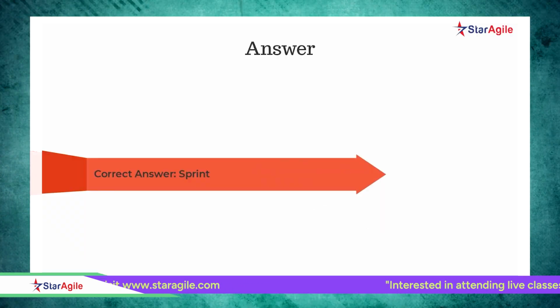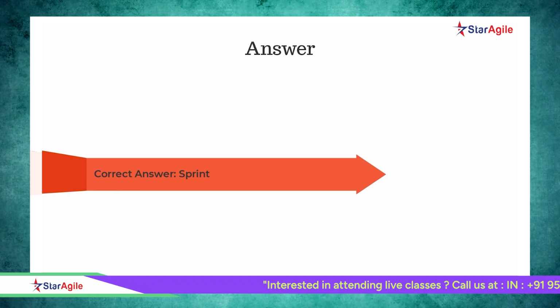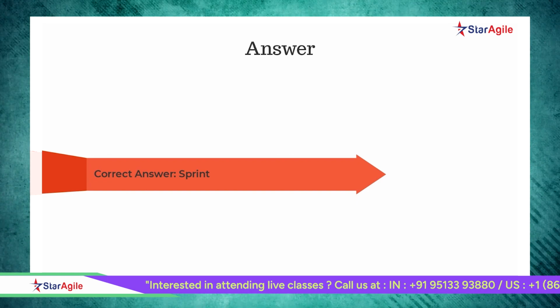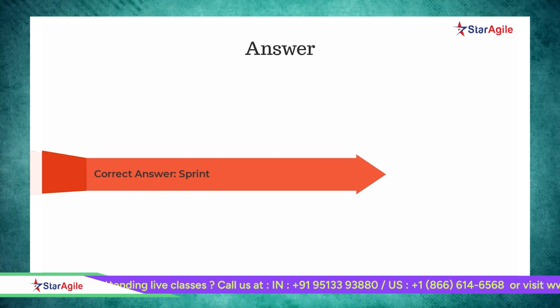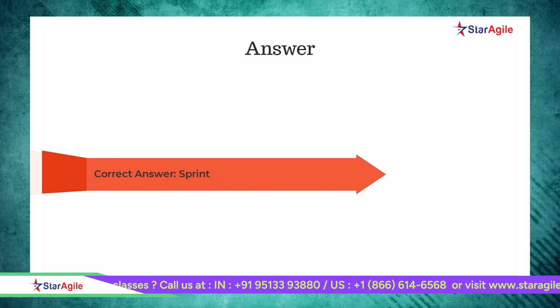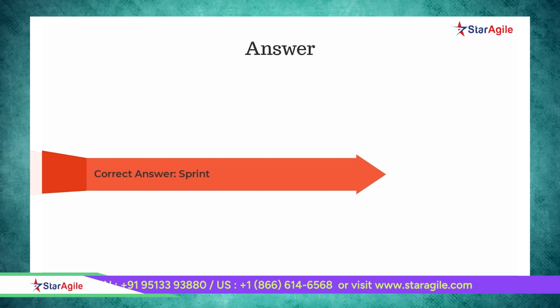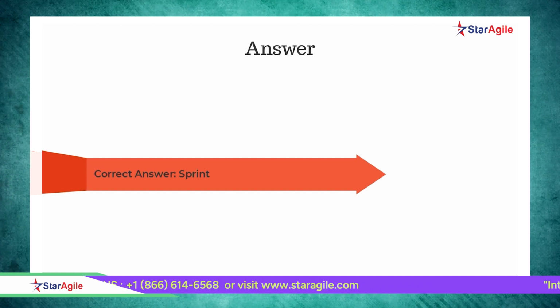The correct answer is sprint. Sprint is a time box period during which a Scrum team works to complete a set of predefined tasks, typically ranging from 1 to 4 weeks in duration, and allowing the team to focus on delivering a potentially shippable product increment at the end of each sprint.